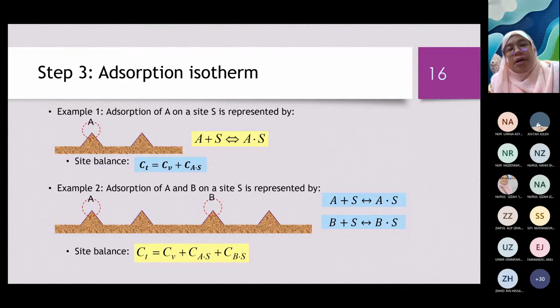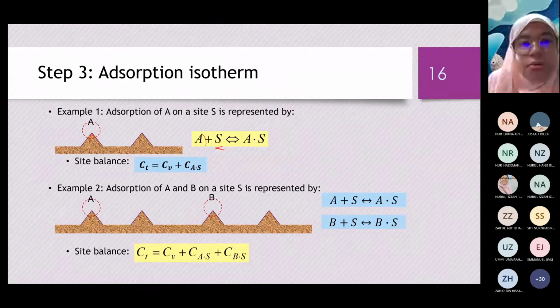So the first step is adsorption isotherm. Example one, adsorption of A on a site S is represented by, so A here is your reactant, and S is the active site. When this reactant A adsorbs on the active site, it will become A dot S. And this is how adsorption occurs. The adsorption of reactant on the active site must be a reversible reaction.